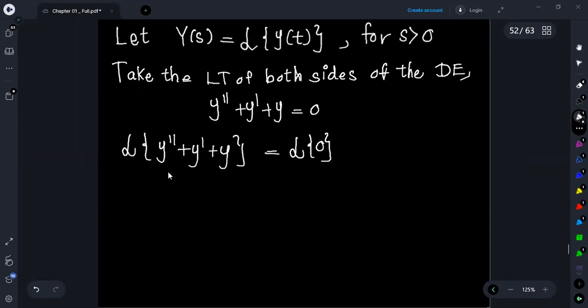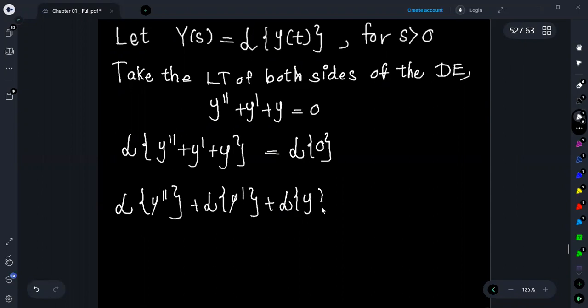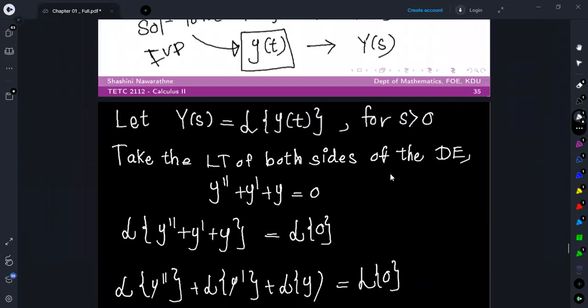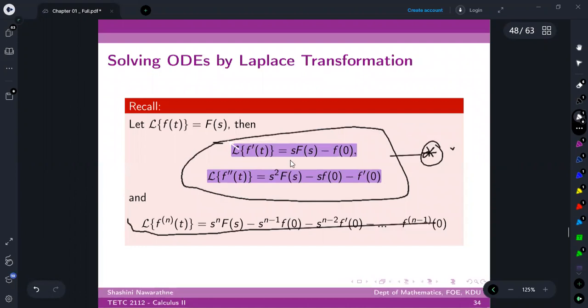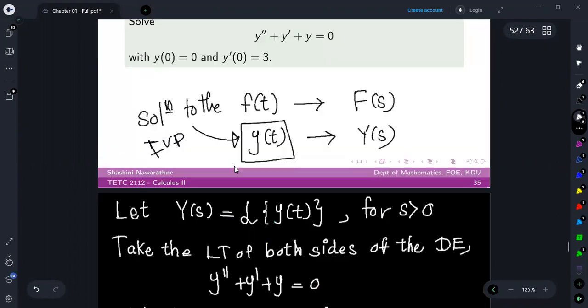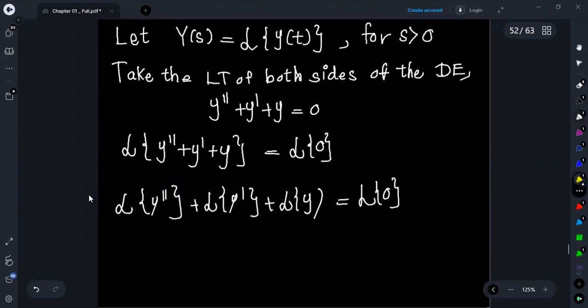Since we know that the Laplace transform is a linear function, we can separate these terms by the addition sign: the Laplace transform of y double prime, the Laplace transform of y prime, the Laplace transform of y, and this is the Laplace transform of 0. Then we can go back with the expressions for the Laplace transform of f dash t and of f double dash t.